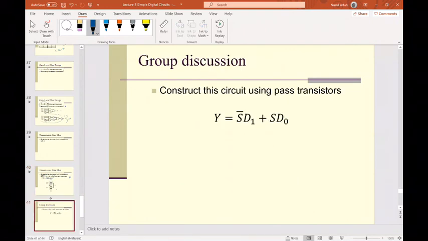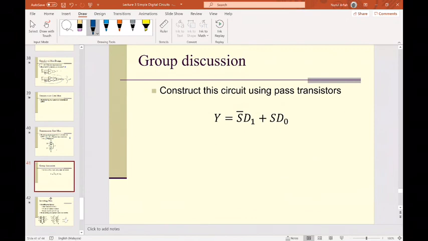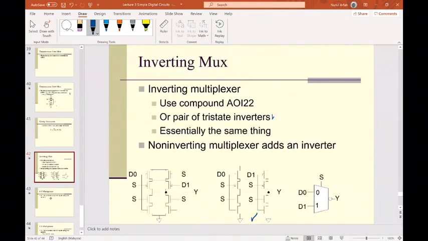So this is your group discussion. I think we can skip the group discussion because we don't have time. So can you go back to slide 40?